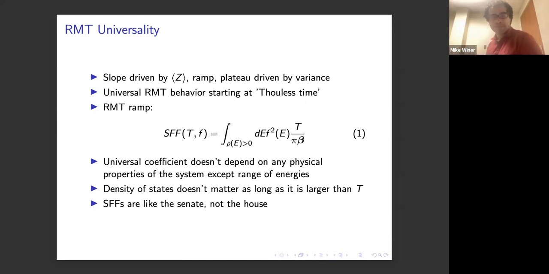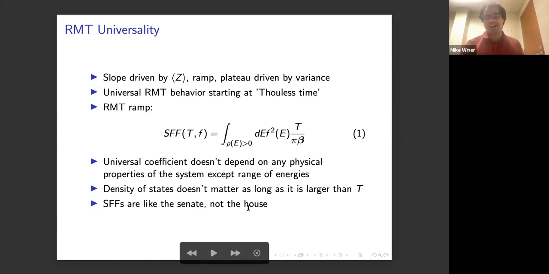So the phrase I have been saying since election day is SFFs are like the Senate, not the House. It doesn't matter how densely populated you are, it just matters how big the region is. And that's what determines how much you contribute to the SFF. So do people have some appreciation for this formula and why I find it so strange that density isn't more prominently featured? Okay, I'll take that as a resounding yes.